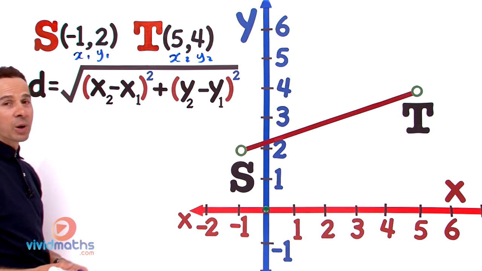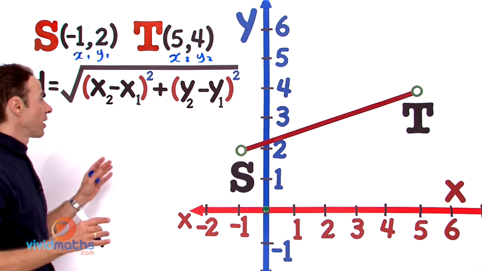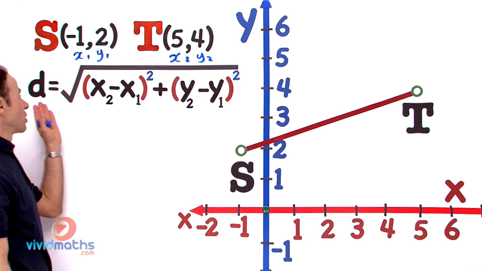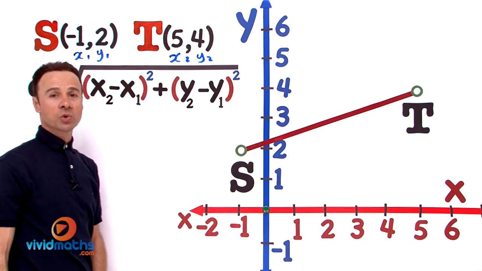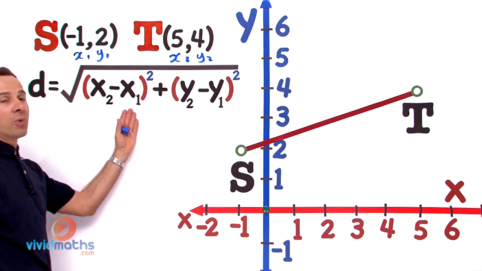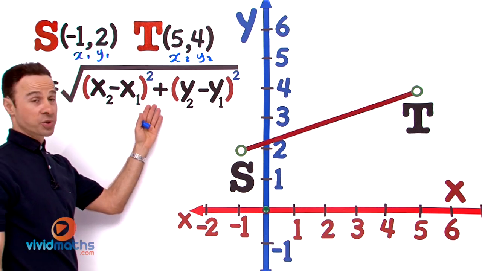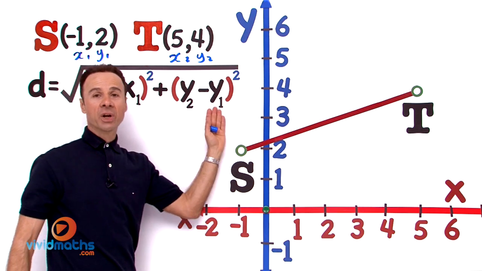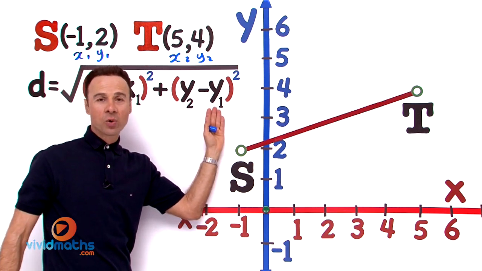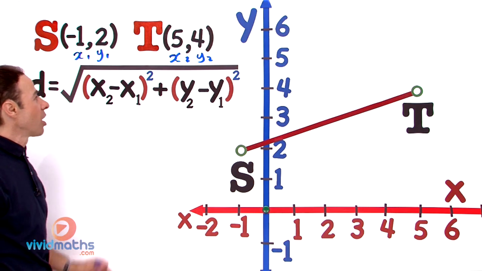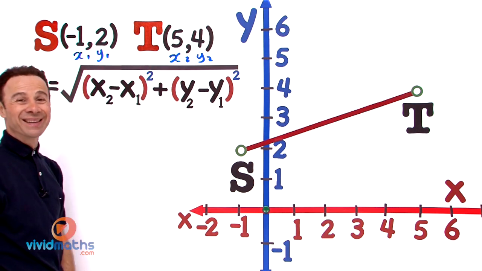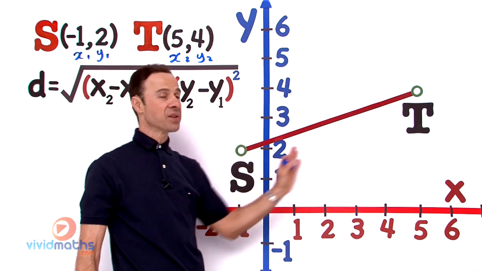Just going through the formula one more time, for those of you that haven't seen it that often, it's d for distance equals the square root of x2 minus x1 all squared plus y2 minus y1 all squared. As you can see, that little 2 up there. And then the whole answer, we square root it to get the exact distance between S and T.